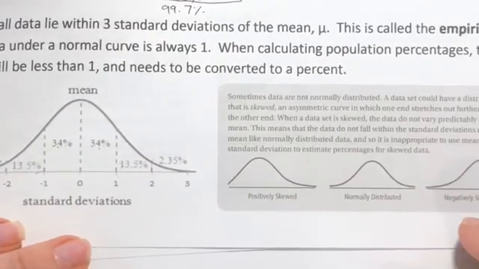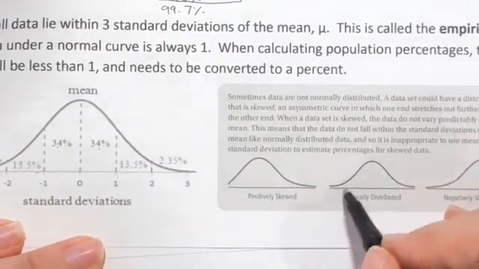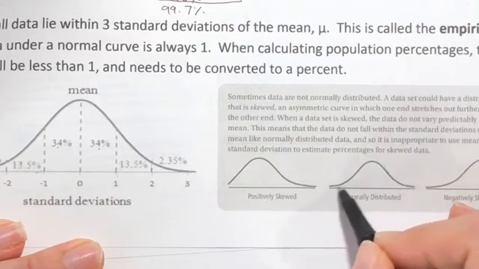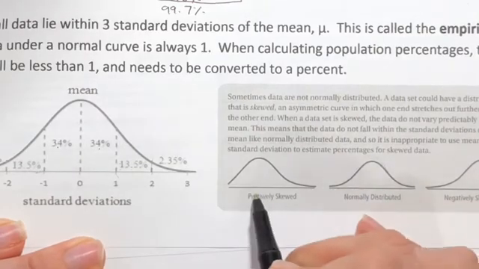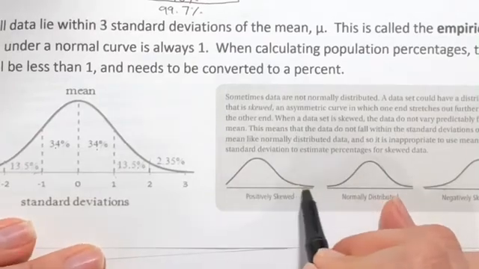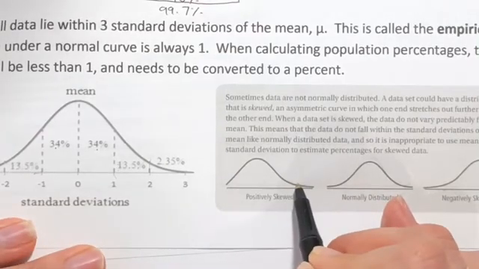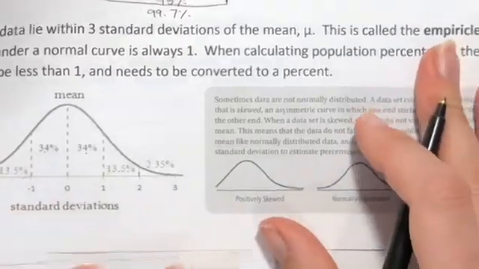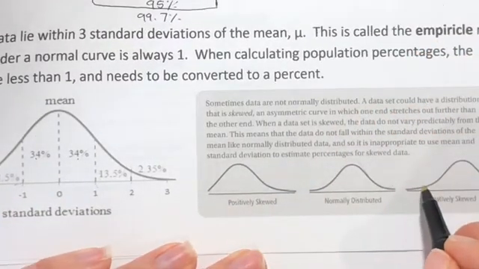Sometimes data is not normally distributed. In order to be normal, it has to be a symmetrical bell shape. But sometimes you can get it skewed like these two. This one would be positively skewed. You see we have kind of a longer tail here on the right. And this one would be negatively skewed, where the tail is a little bit longer on the left side.